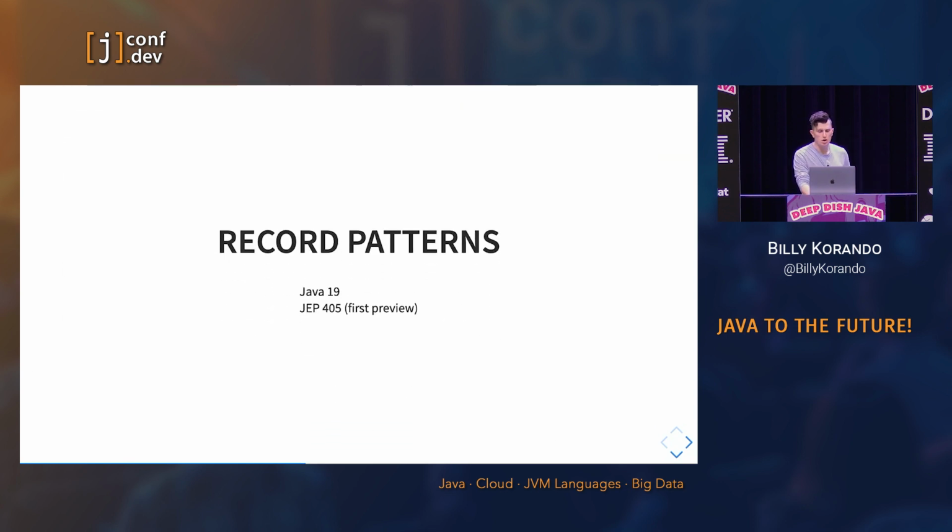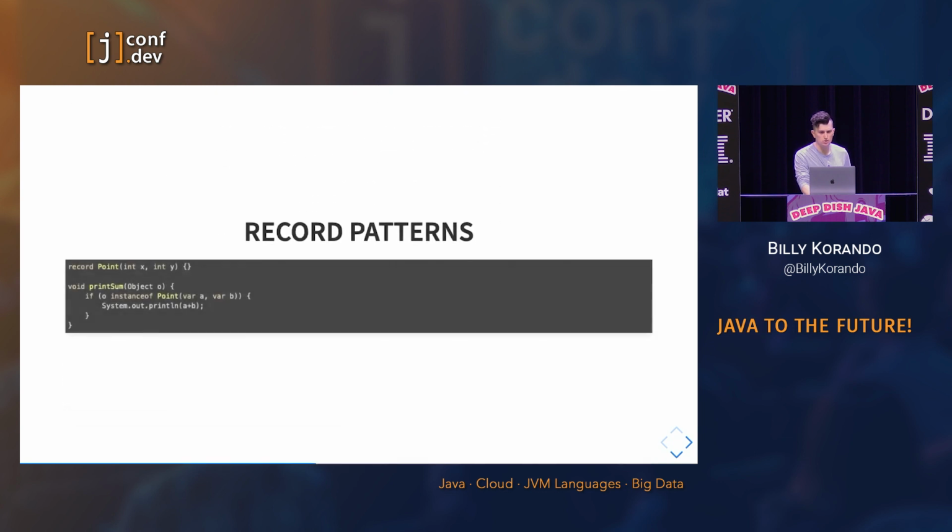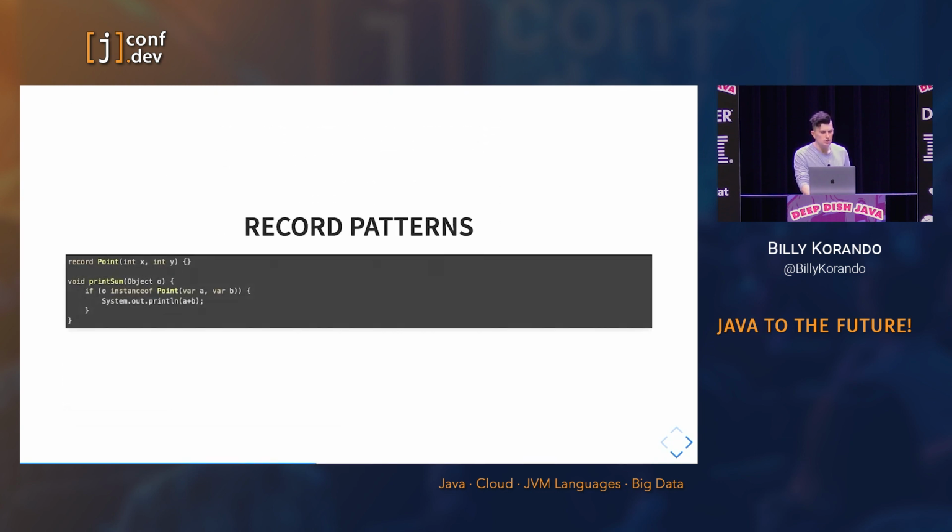Record patterns are also in their first preview for Java 19. Simply put, let's say we have this simple record of Point, with an int x and an int y to represent a two-dimensional point. I can easily deconstruct this point and get the values out of it. The way it works is it just goes by position compared to the definition of the record.